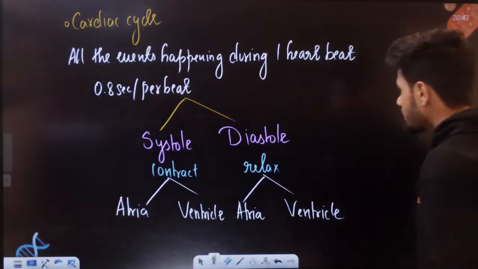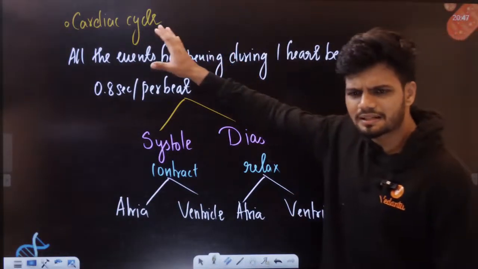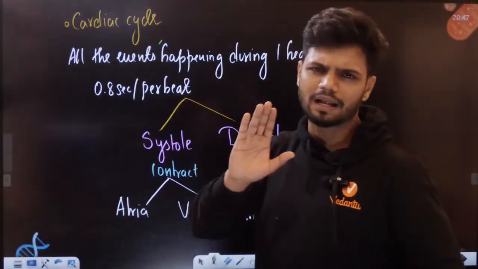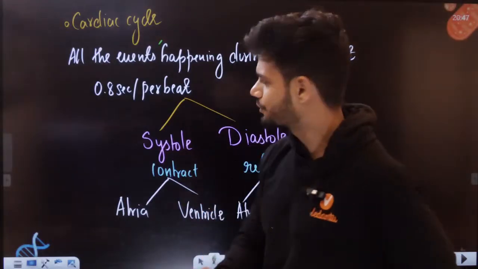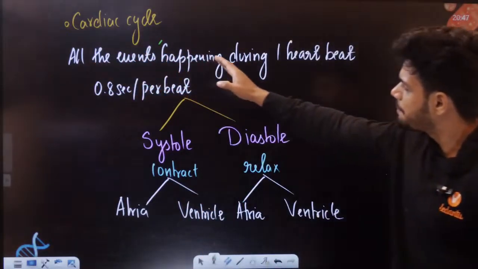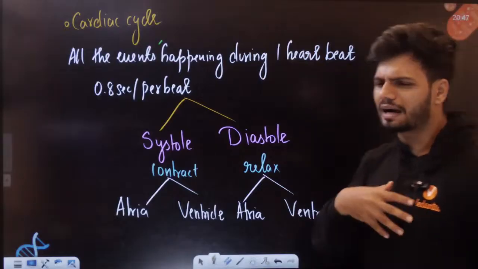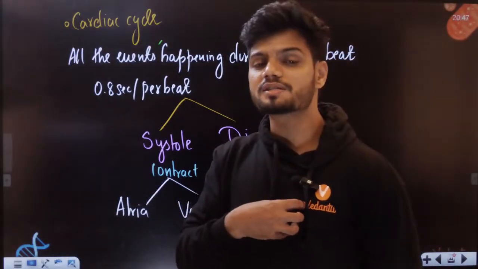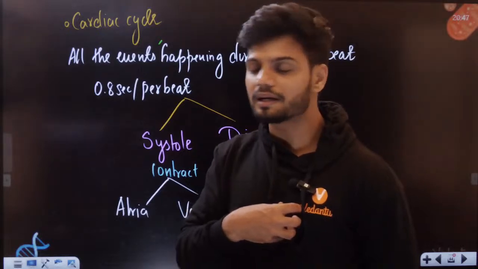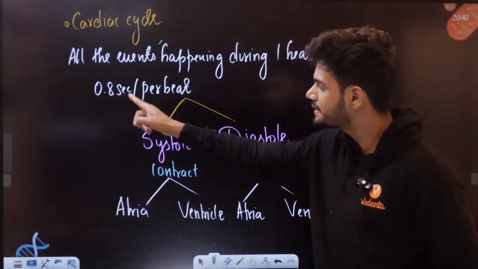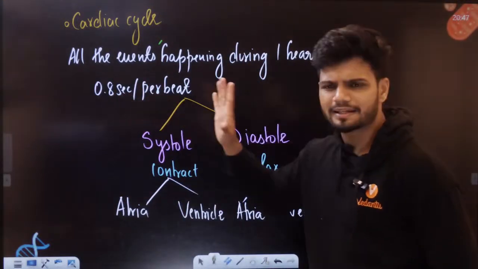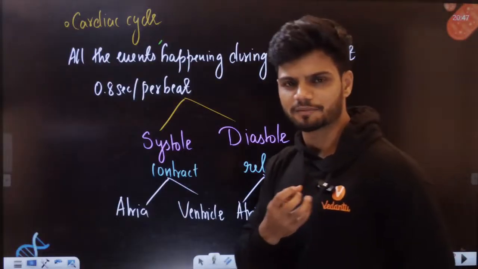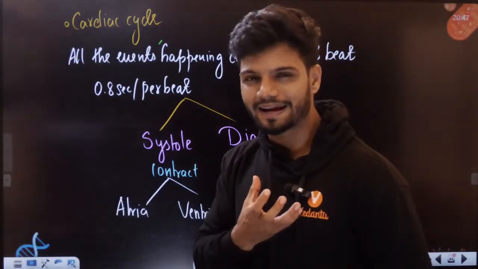Okay. Now, students, let's understand the cardiac cycle. The last topic for today is called the cardiac cycle. All the events happening during one heartbeat are called the cardiac cycle. Now, how much is the heartbeat, students? It is 0.8 second per beat. Not even 1 second. One heartbeat is 0.8 second.